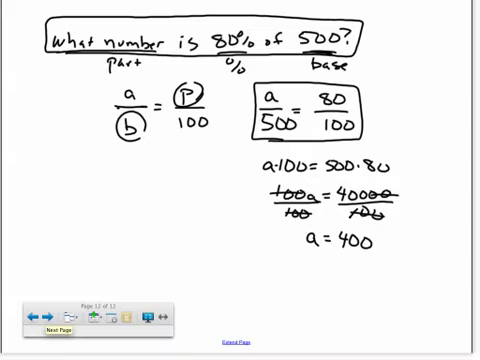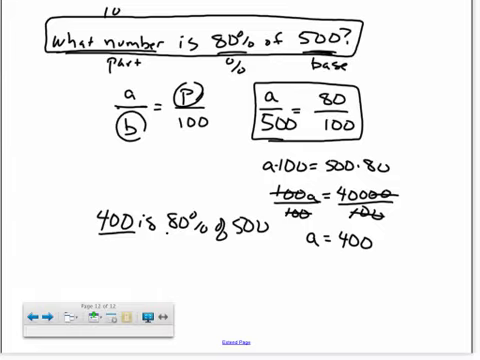So we'll go back and take a look. Does this make sense? It says 400 is 80% of 500. Does that make sense? Yeah, that sounds good. Sounds like that problem is very realistic for an answer.